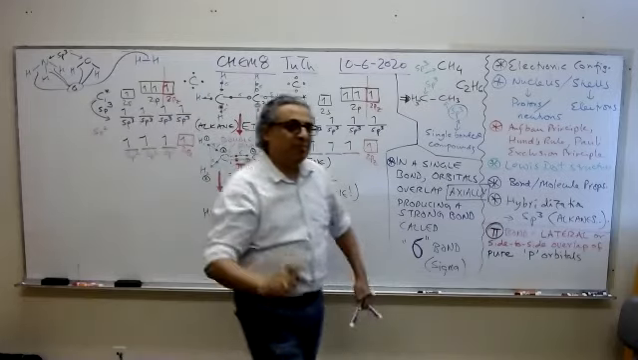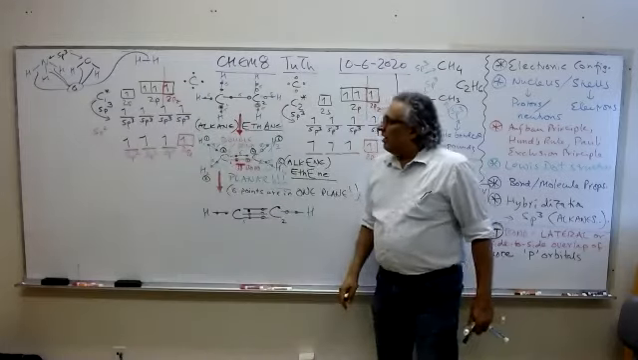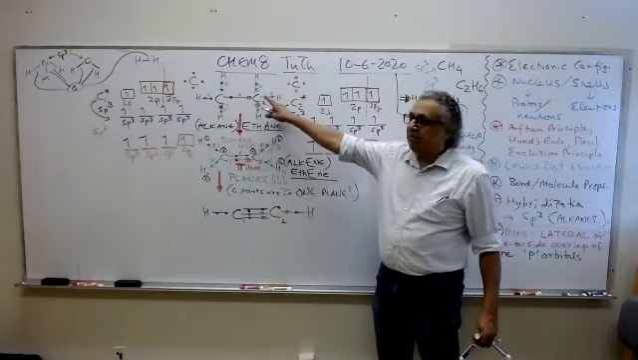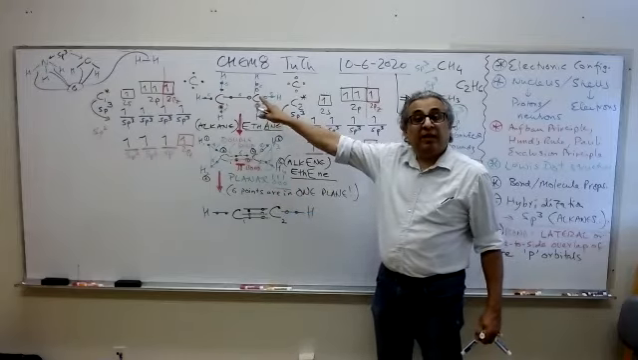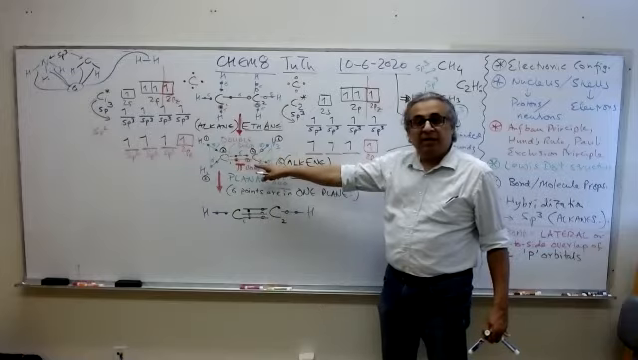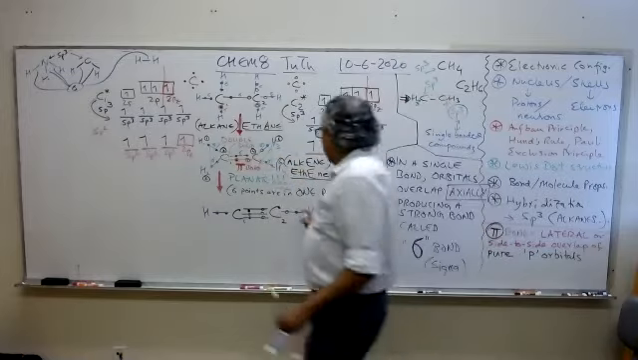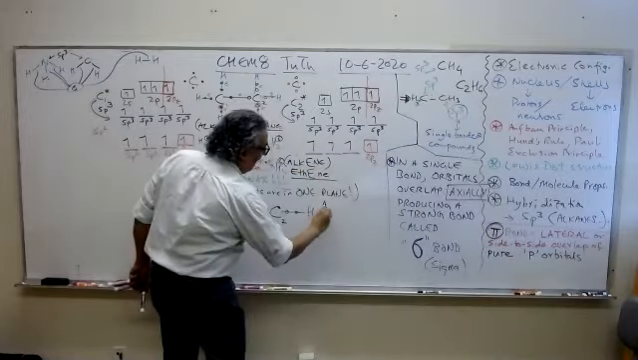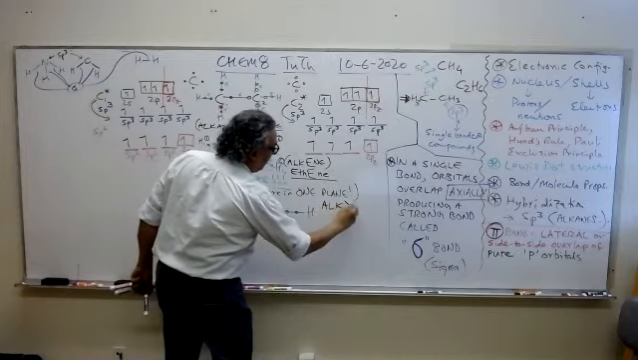Let me see if you guys can pull it off. 7 sigma bonds in the alkane. 5 sigma and a pi in this molecule. This molecule is called an alkyne.